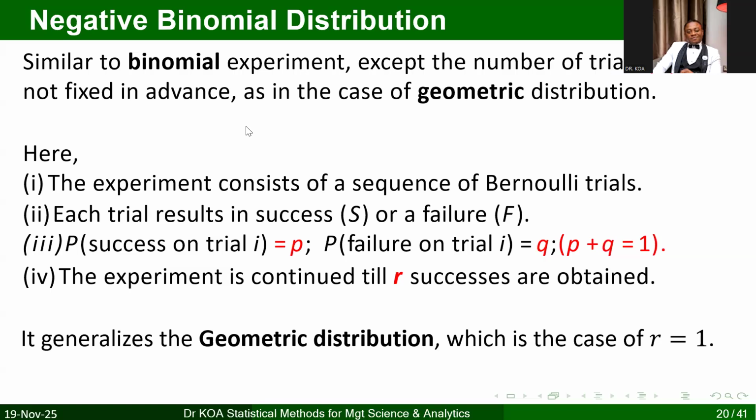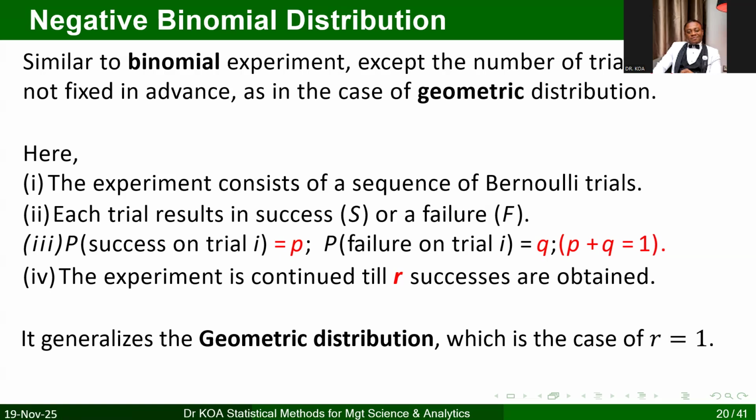In a negative binomial distribution, the experiment consists of a sequence of Bernoulli trials, because it comes from binomial. Each trial is success or failure. The probability of success is p, probability of failure is q. When you combine the two, you get 1. The experiment is continued until r successes are obtained. So it's just like the geometric one, but the geometric one is the case where r is 1. Here it generalizes r to multiple ones, until the r successes are obtained, not just 1, but r successes.